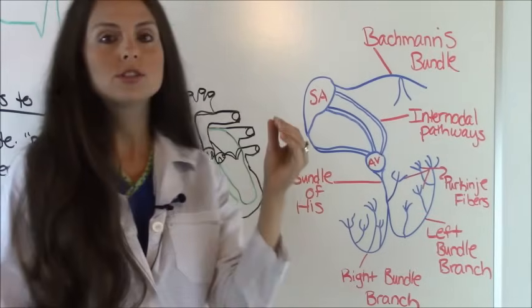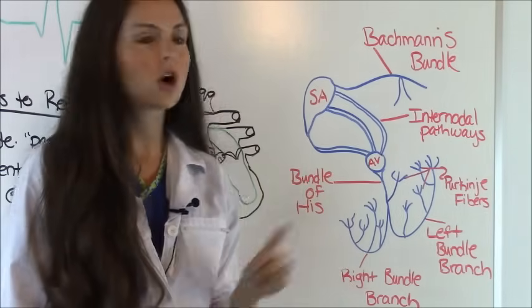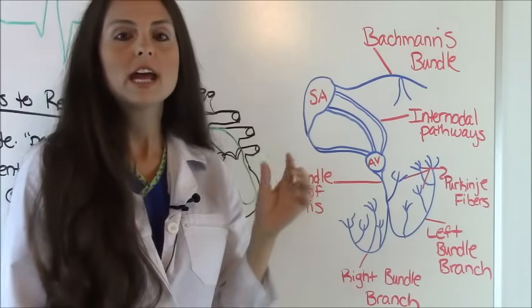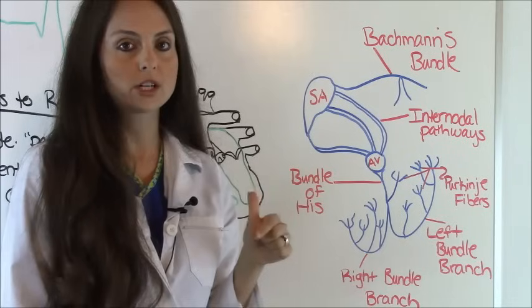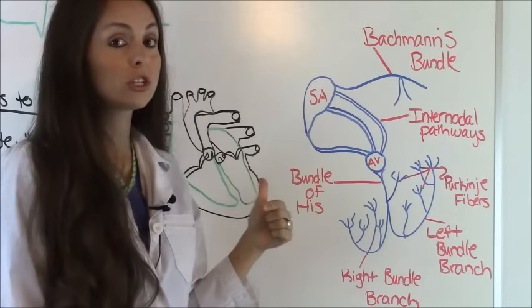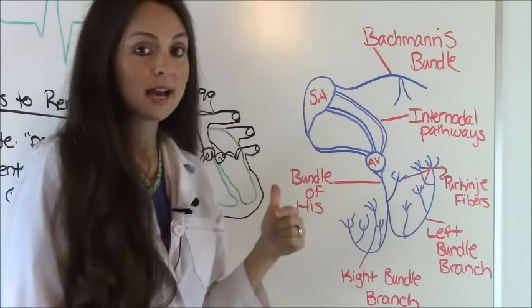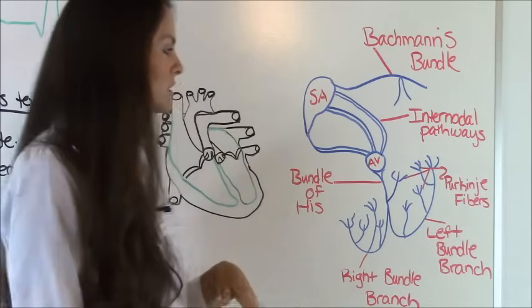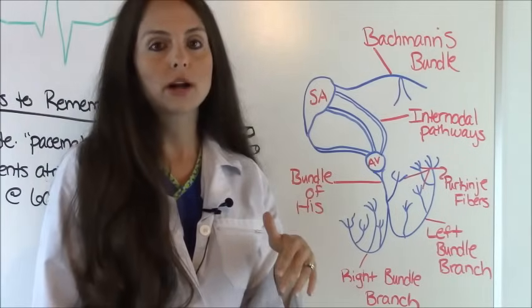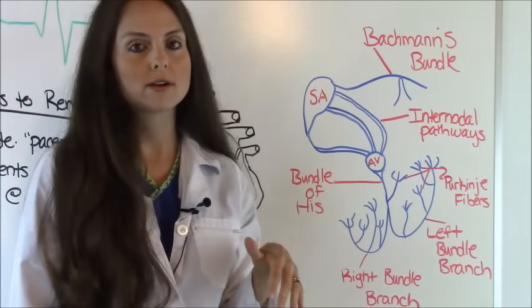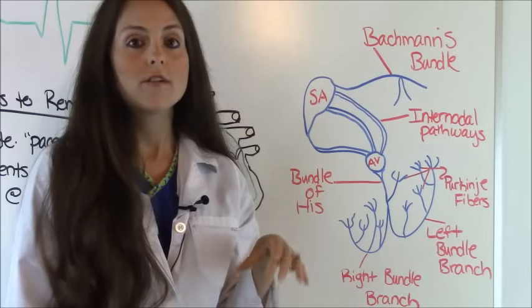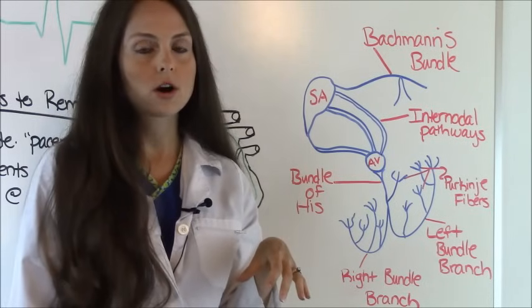The AV node sends its impulse down through what's called the bundle of His. The bundle of His branches off into two bundle branches. You have the right bundle branch, which is going to affect the right side of the heart, and the left bundle branch, which will affect the left side of the heart. Those bundle branches branch off into Purkinje fibers, and this helps deliver depolarization of the ventricles. Depolarization, another word, is contraction.